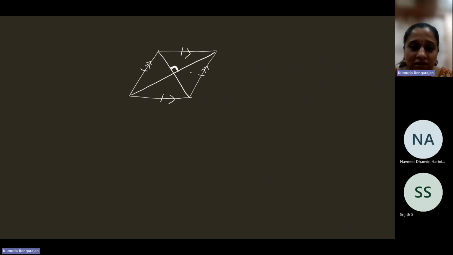And in a rhombus, the diagonals bisect the corner angles. So if this angle is 120 degrees, it will be 60 here and 60 here. And if this angle is 60 degrees, it will be 30 here, 30 here. In a rhombus, the diagonals bisect the angles at the vertices.